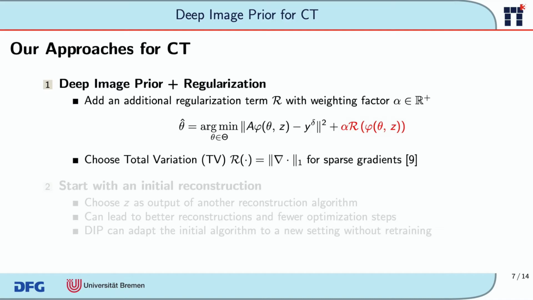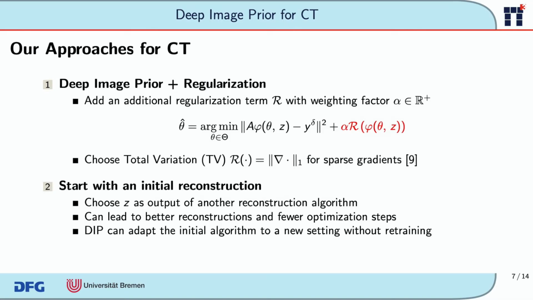So we can build upon the idea of the deep image prior and improve it even further. The first idea is to combine it with classical regularization. So we add an additional term with a weighting factor alpha, and in our case we decided to use the total variation, which will result in sparse gradients and is often used for CT images. The second approach is to choose z not randomly, but take it from the output of another reconstruction algorithm, for example learned primal-dual. And since we are taking a good initial guess with our z, this can lead to better reconstruction and fewer optimization steps.